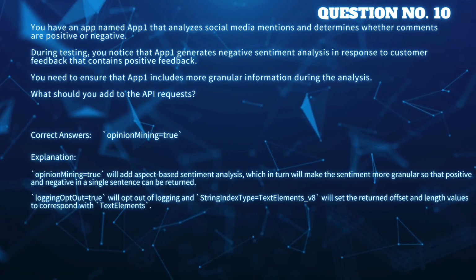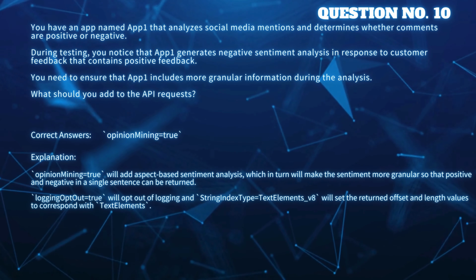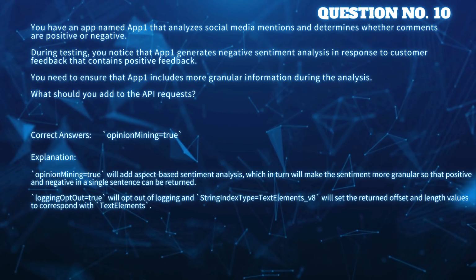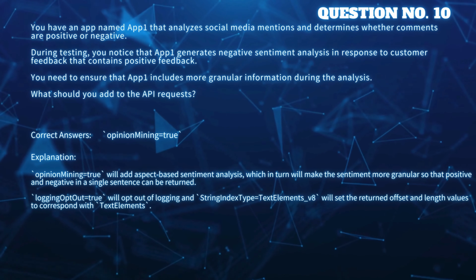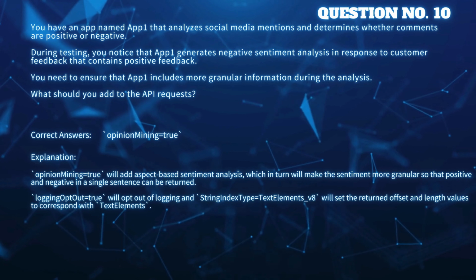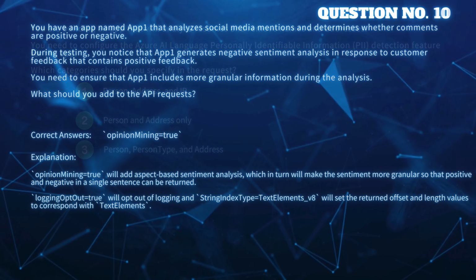Explanation, opinion mining equals true will add aspect-based sentiment analysis, which in turn will make the sentiment more granular so that positive and negative in a single sentence can be returned. Logging opt-out equals true will opt out of logging, and string index type equals text elements underscore v8 will set the returned offset and length values to correspond with text elements.